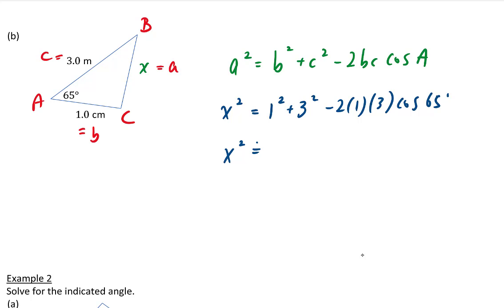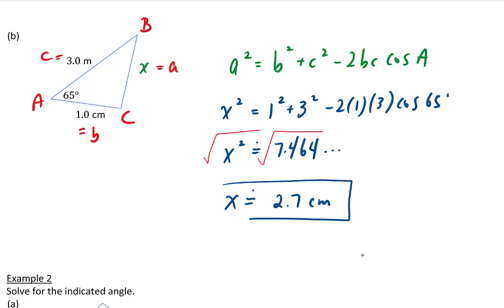Using our calculator, we get that x squared is approximately equal to 7.464. Take as many decimal places as you can. And then we're going to square root both sides to get our approximate value for the length of side x. So we get x is approximately equal to 2.7 centimeters. So there are two examples on how to use the cosine law to find the third side length.